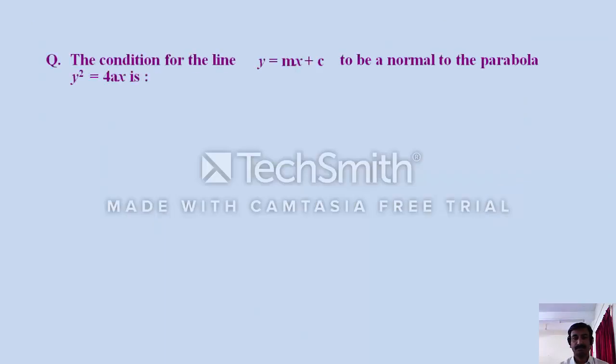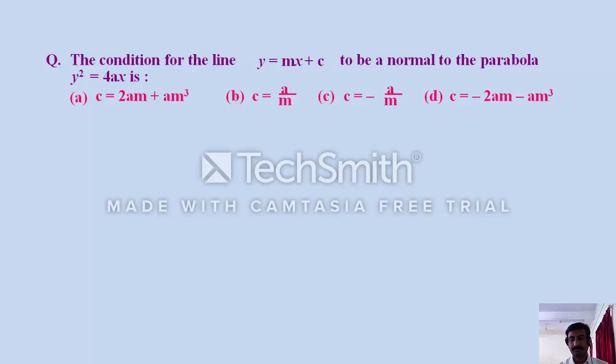So I will go for the problem. Problem number 1. See, the condition for the line y equal to mx plus c to be a normal to the parabola y square equal to 4ax, options are given like this.